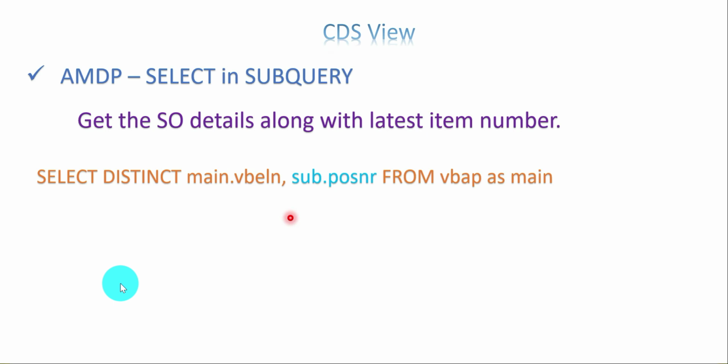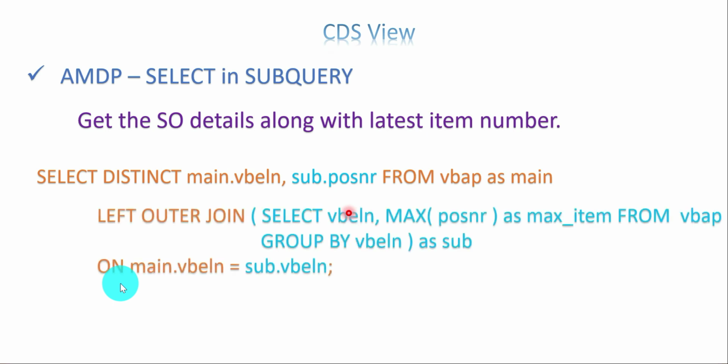In the previous query, we had a subquery in the where condition. In that scenario, you are not able to get any field from your subquery. Even if you try, you will get a syntax error. So if you need a field from your subquery, keep your subquery in the join option. So here I'm going to use my subquery in the left outer join.